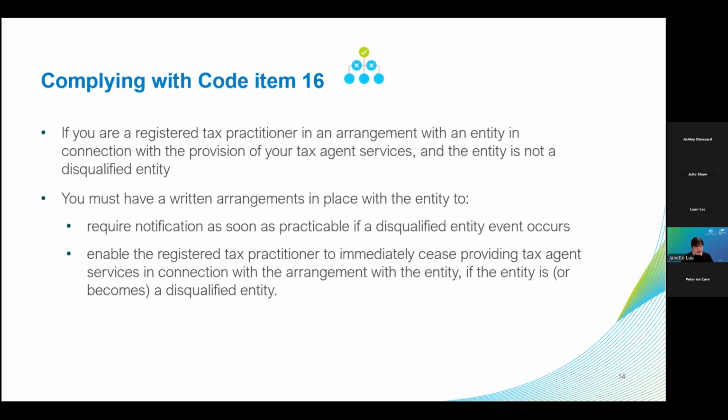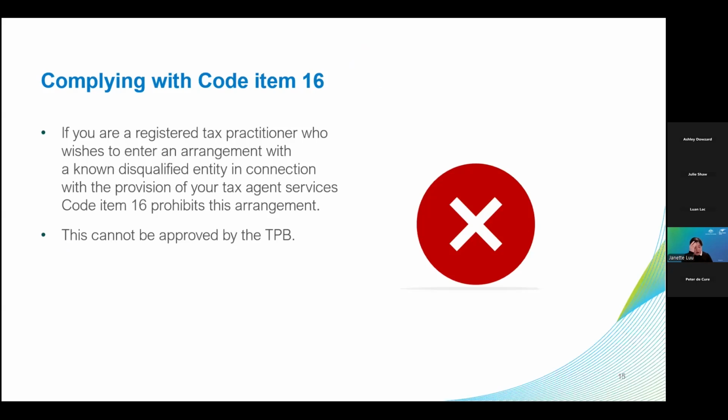So if we look now at complying with this code item, we might look at a couple of situations to try to make it a bit more practical, hopefully, for you. Under situation 1, if you want to enter into an arrangement with an entity, you firstly need to undertake those checks that I just spoke about before. And where any red flags come up, you cannot enter into that arrangement. That is, at its most simplest level, how Code Item 16 operates. So this is when you're about to enter into an arrangement. You haven't yet.